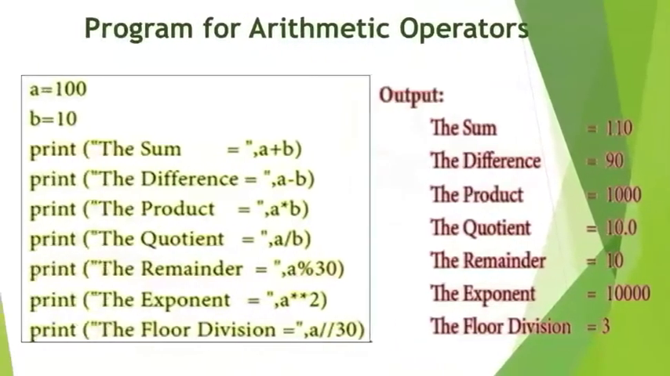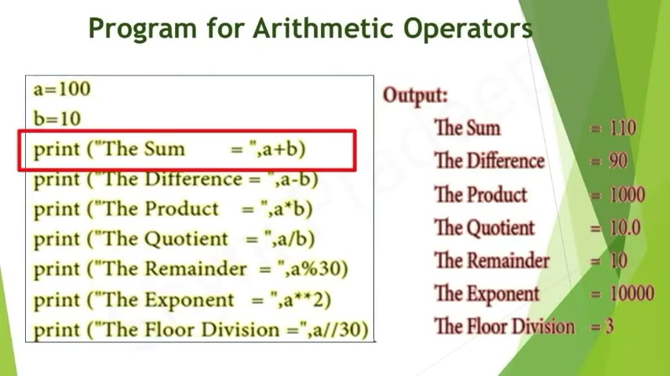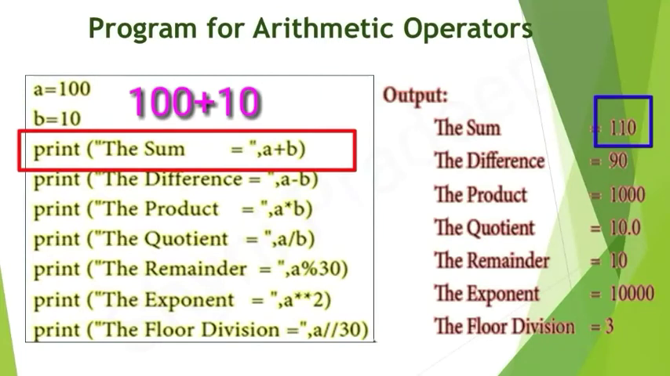So let us see one Python program using these arithmetic operators. Okay. See here, this is the program. First let us take two values: A is equal to 100 and B is equal to 10. Next you have to print the sum, which is A plus B. A is 100, B is 10. So A plus B means 100 plus 10. What is the answer? 110.